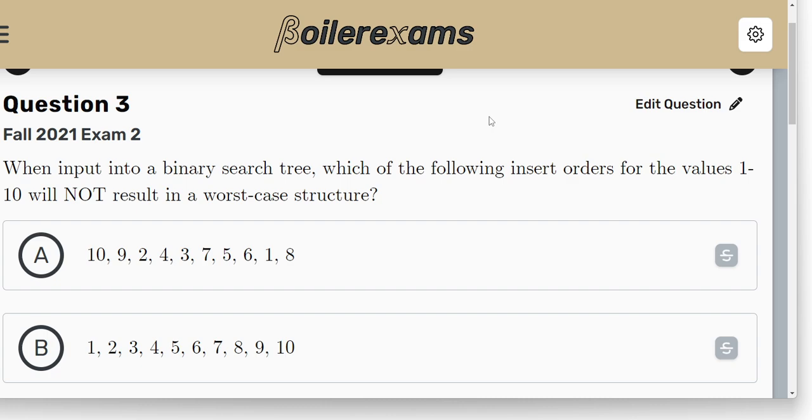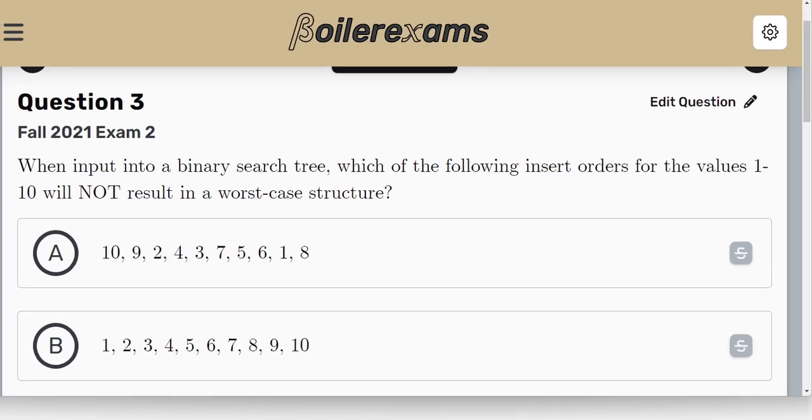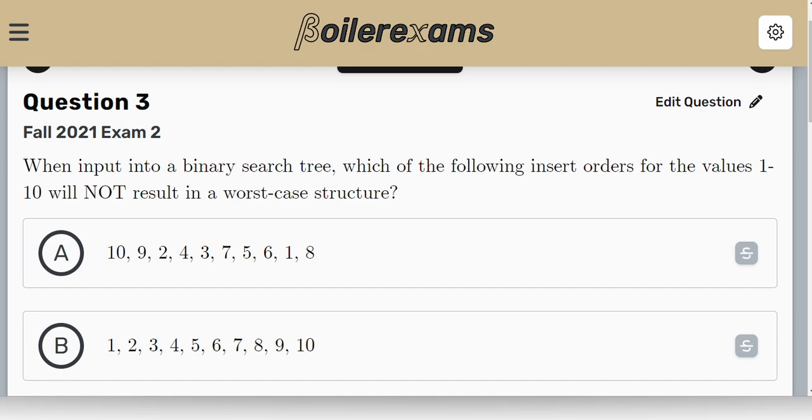Today we're going to be looking at question 3 from the Fall 2021 Exam 2. The question tells us, when input into a binary search tree, which of the following insert orders for the values 1 through 10 will not result in the worst case structure?